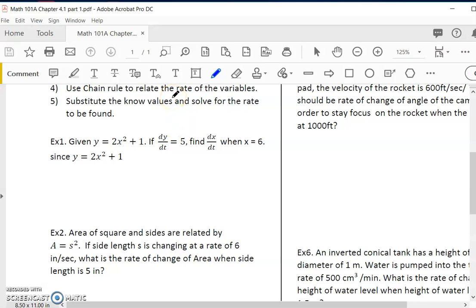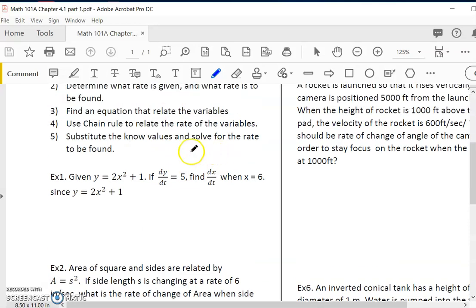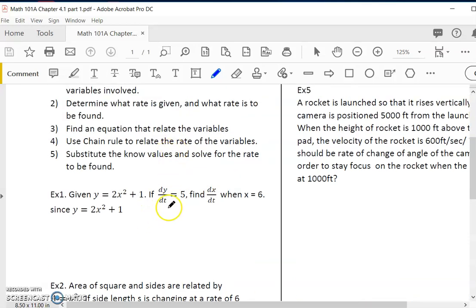So let's look at the steps. We don't have a picture for this. All we need to know is what is given. So dy/dt is given, but this is what you need. And you notice that they're both for x and y, and we have the equation already. So the equation that relates x and y, step 3, is already done. Step 2 is we know what is given and what is needed.